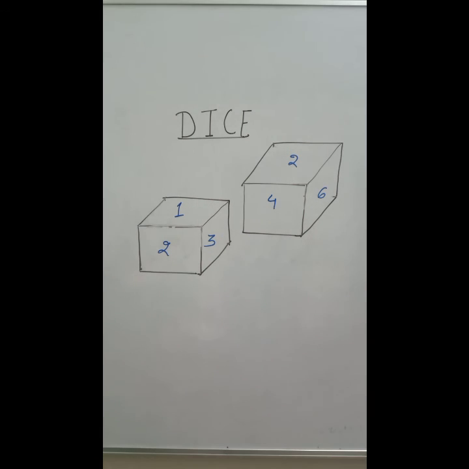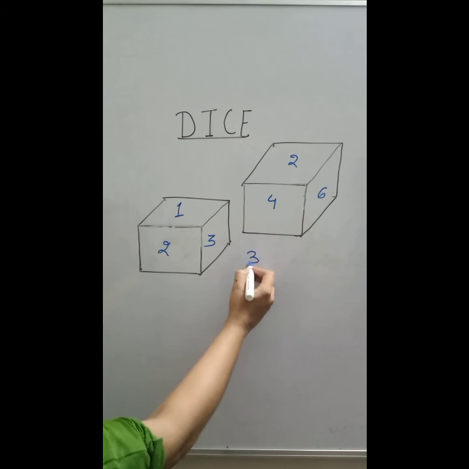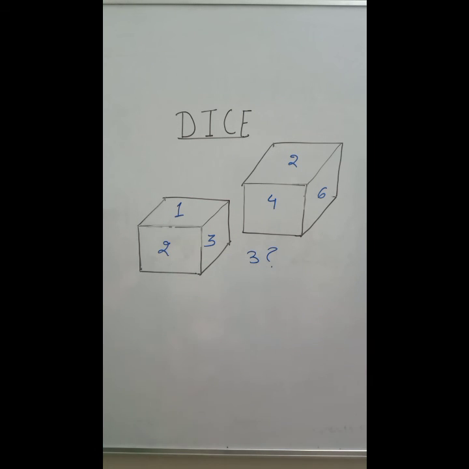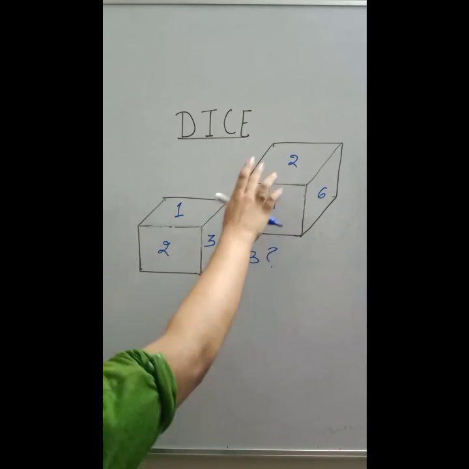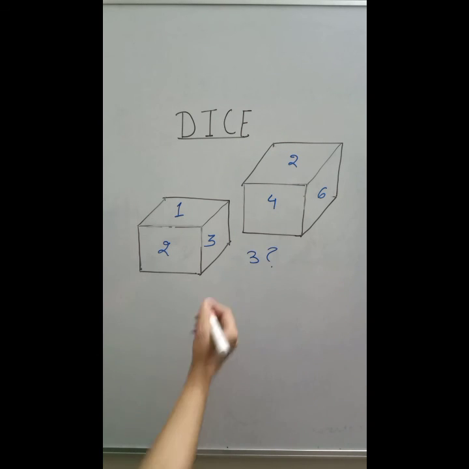Suppose you have to find here the face of 3. So what you will do is check in both the cubes: is there any number which is common? Here it's 1, 2 and 3. Here it's 2, 4 and 6. So which number is common? 2 is common here.